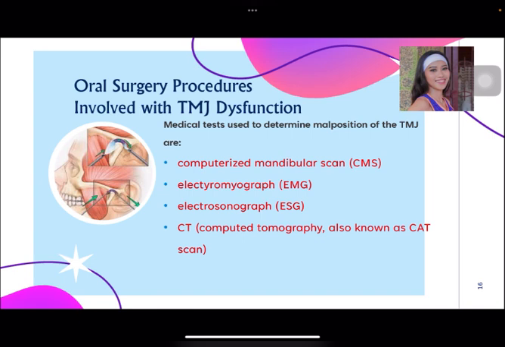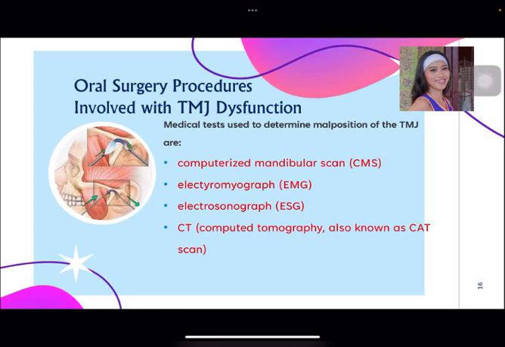Computerized mandibular scan, this imaging technique provides detailed images of the TMJ and surrounding structure, allowing for assessment of joint position and any malposition. The electromyograph, this test measures the electrical activity in muscles around the TMJ, which can indicate muscle dysfunction or imbalances related to the TMJ malposition.